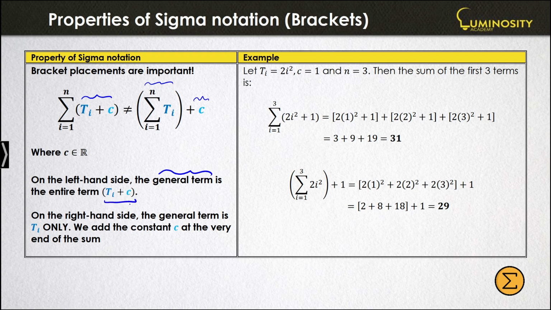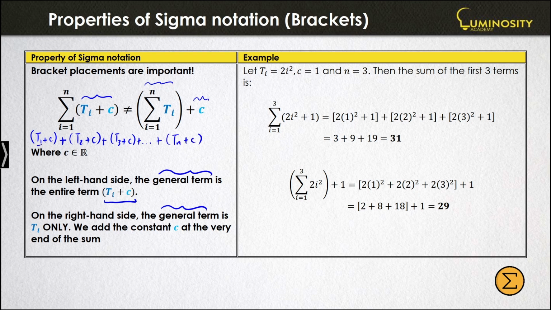So every time you're adding i equals 1, 2, 3, all the way up to n, you're adding t1 plus c, plus t2 plus c, plus t3 plus c, all the way up to plus tn plus c. But on the right-hand side, the general term is just t_i only. So you're only adding up t1 plus t2 plus t3 all the way up to tn, and then you're adding the constant value at the end. So if I expanded out this left-hand side, this is what it would look like: t1 plus c plus t2 plus c plus t3 plus c plus all the way up to the last term, tn plus c.